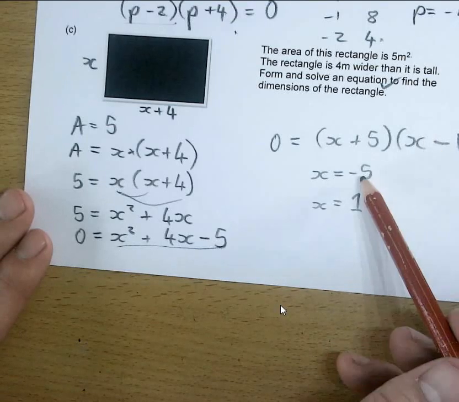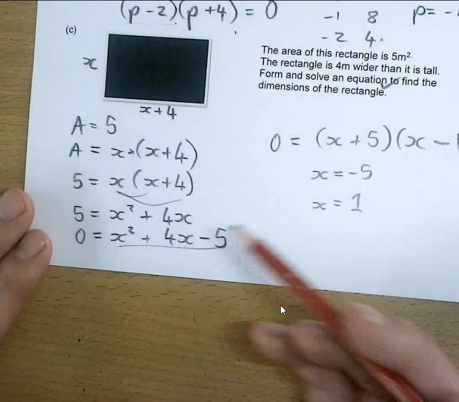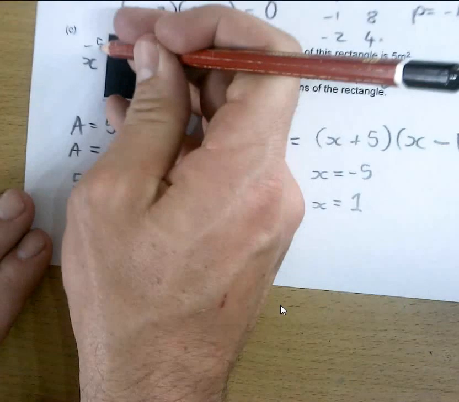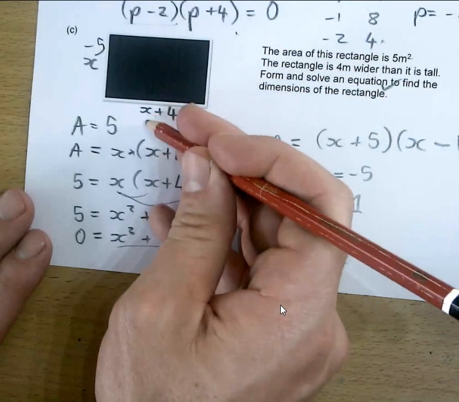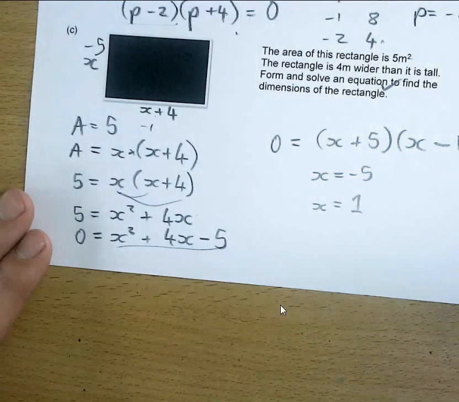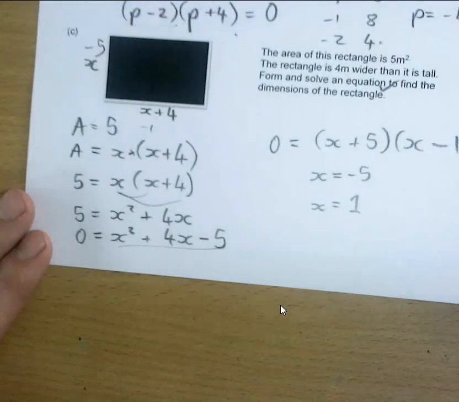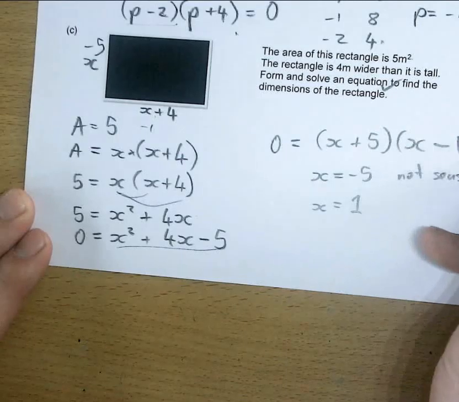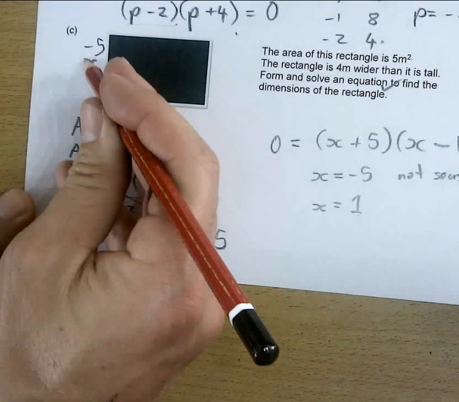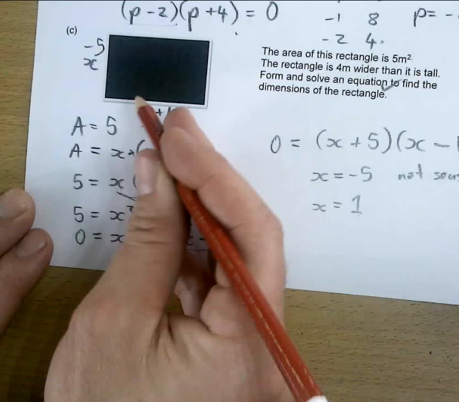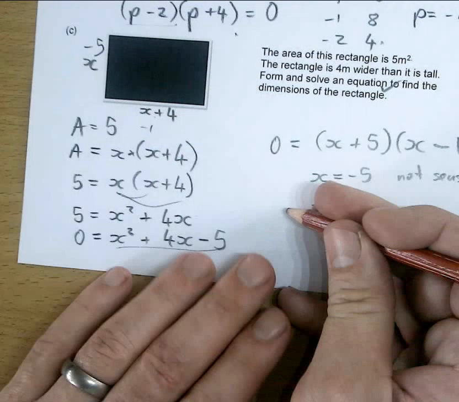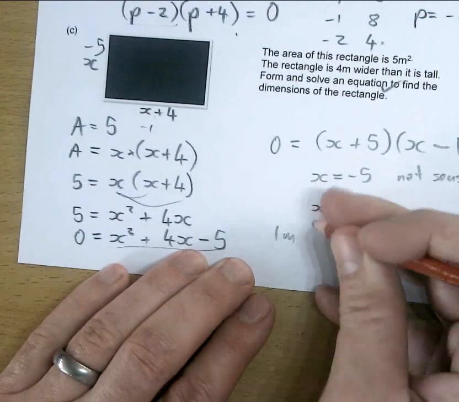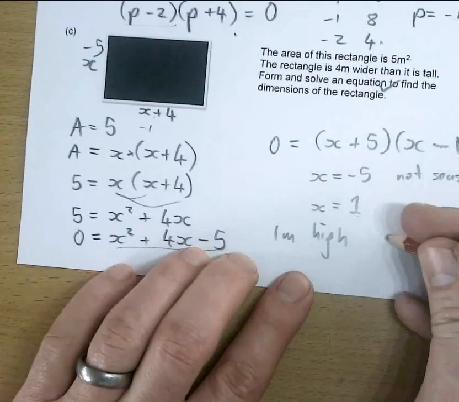If I put minus 5 into both of these, I get something weird. I get minus 5 high, and I get minus 1 wide. No, that's a stupid answer. You can't have a rectangle that's minus 5 high and minus 1 wide. So I'm going to say that's not sensible. And I'm going to try the other one, putting 1 into this. That would mean it's 1 meter high and 1 plus 4 meters wide. So I'd need to finish the question by saying 1 meter high, 5 meters wide.